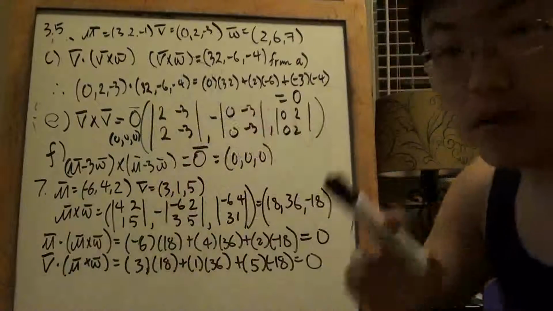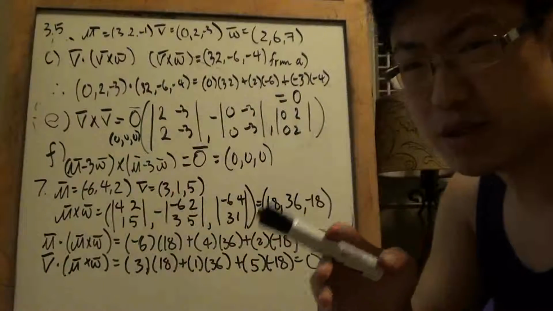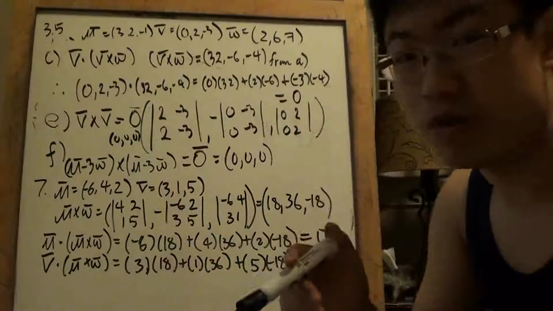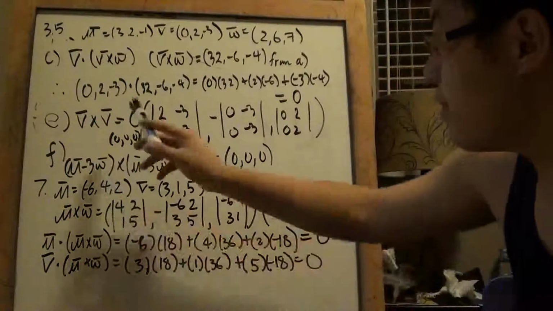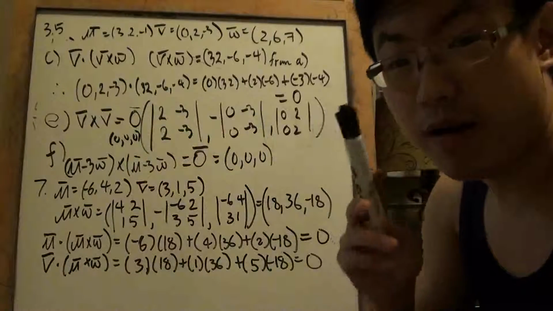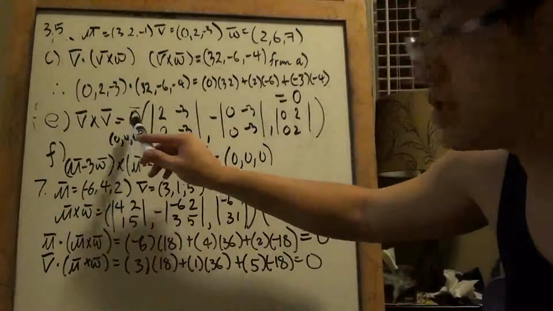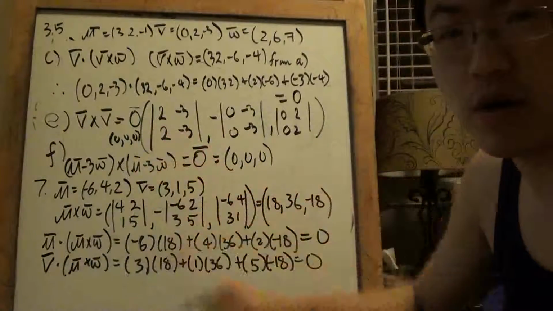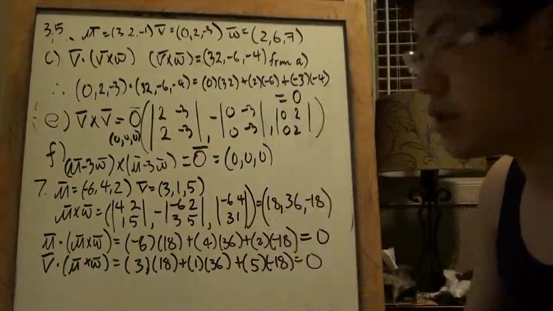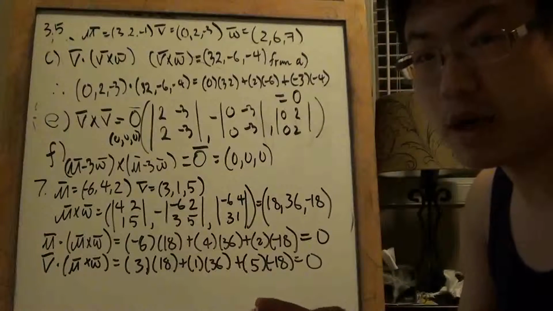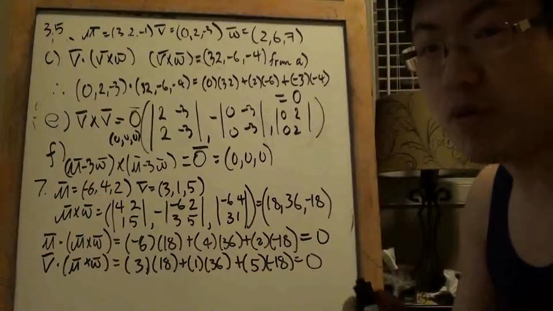So, by the way, be careful. I may have misspoke, but I won't know until I check the video again. But it's not 0, it's vector 0, right? So it's going to be 0, 0, 0. So remember, it's not going to be a number. It's not different from dot product. It's not going to be a number. Cross product will give you a vector.